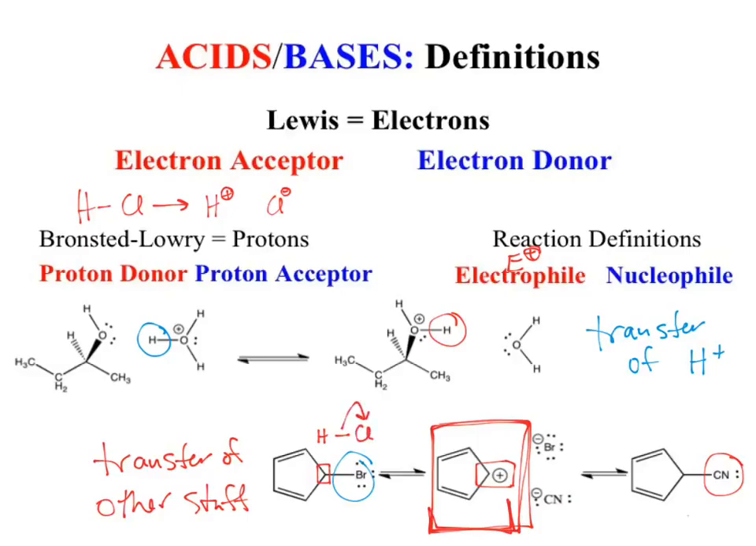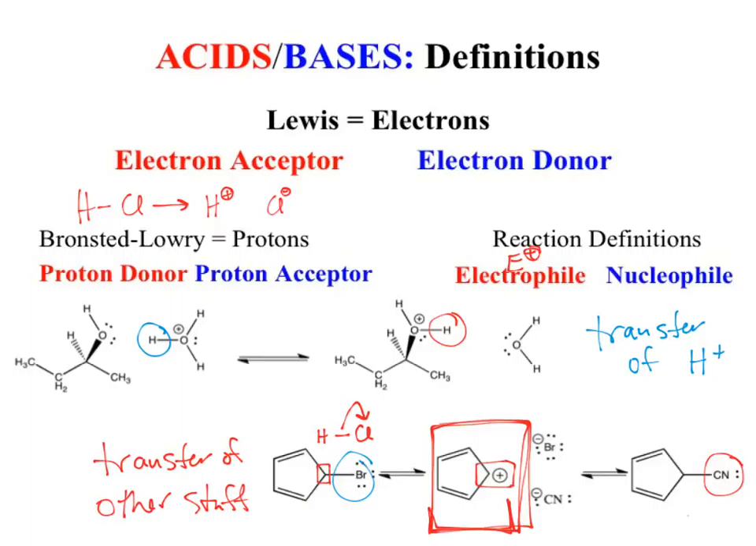We have a polar covalent bond. The chlorine is pulling electrons away from our hydrogen, making our acid. What does the bromine do? Pulling electrons away, making the carbon partially positive. There's our electrophile. How do we predict all that? Electronegativity. Okay. We've now defined our electrophile.